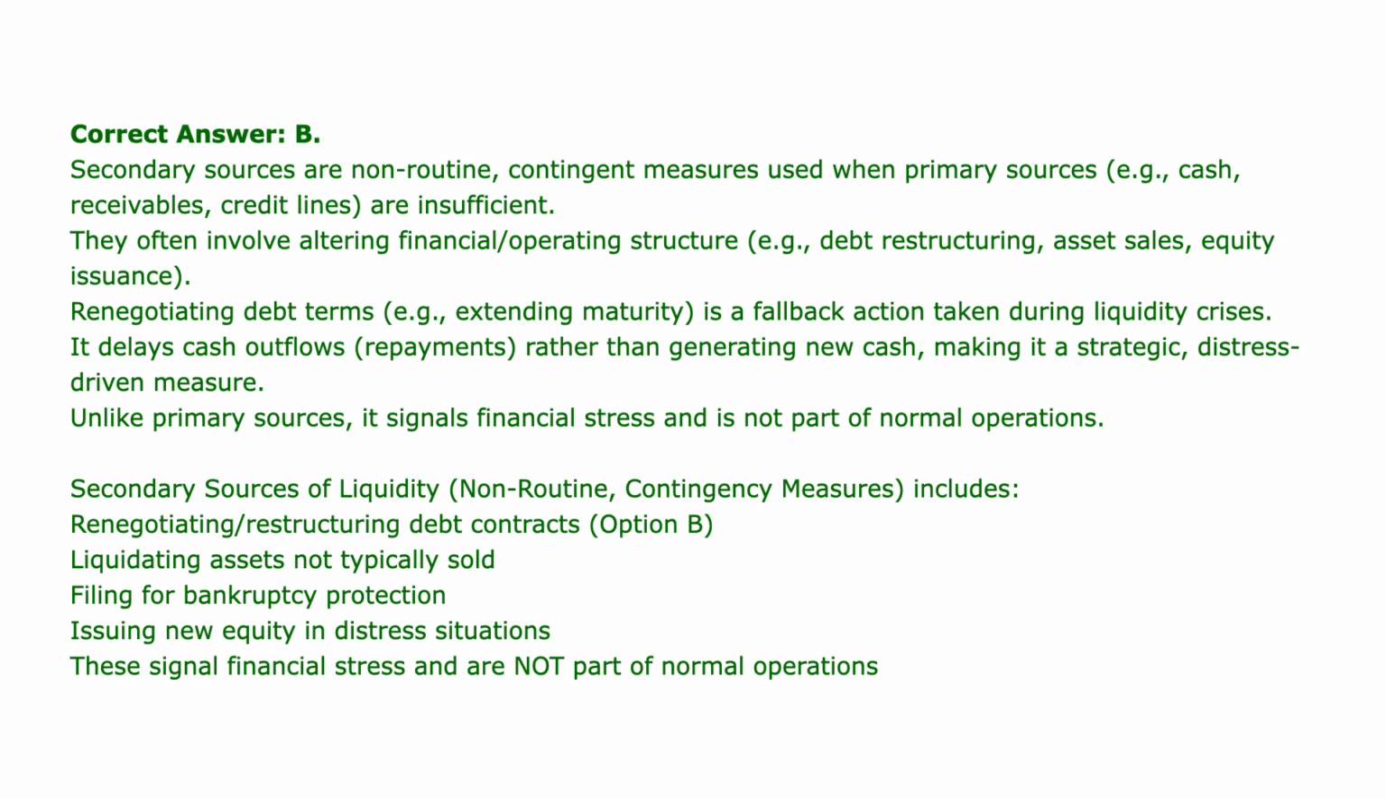Contingency measures used during crises when primary sources are insufficient. Renegotiating debt contracts, like extending maturity, is a secondary source because it signals financial stress and involves altering the firm's financial structure rather than generating immediate cash from operations.